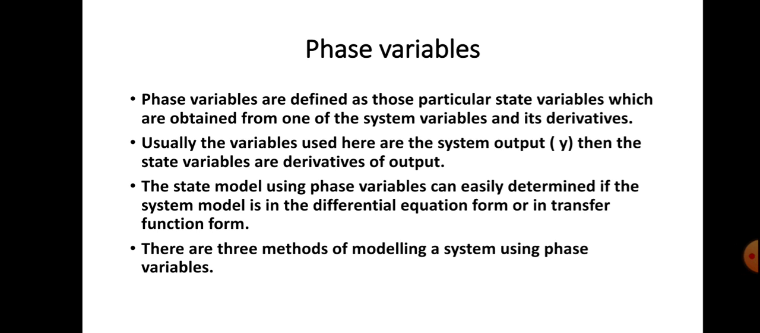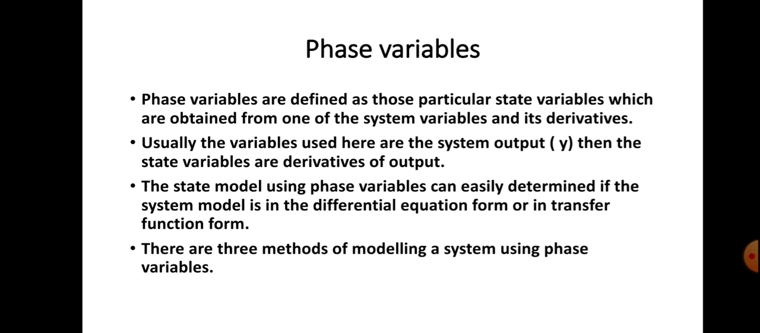Phase variables. What are phase variables? Phase variables are defined as those particular state variables which are obtained from one of the system variables and its derivatives. Usually the variable used in this will be the system output, so the phase variables will be obtained by using the system output, that is y. Then the state variables are derivatives of the output.